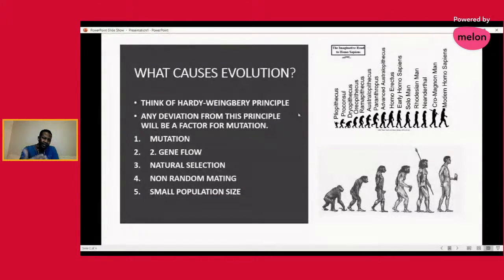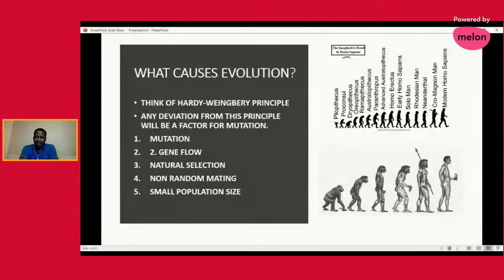When you look at these five principles in Hardy-Weinberg, it says there should not be any mutation. So if there is mutation, we expect evolution. If there is gene flow, we expect evolution to occur. If there is natural selection, we expect that evolution will occur. If there is non-random mating, we expect that evolution should happen. If there is a small population size, we definitely expect that evolution will occur.